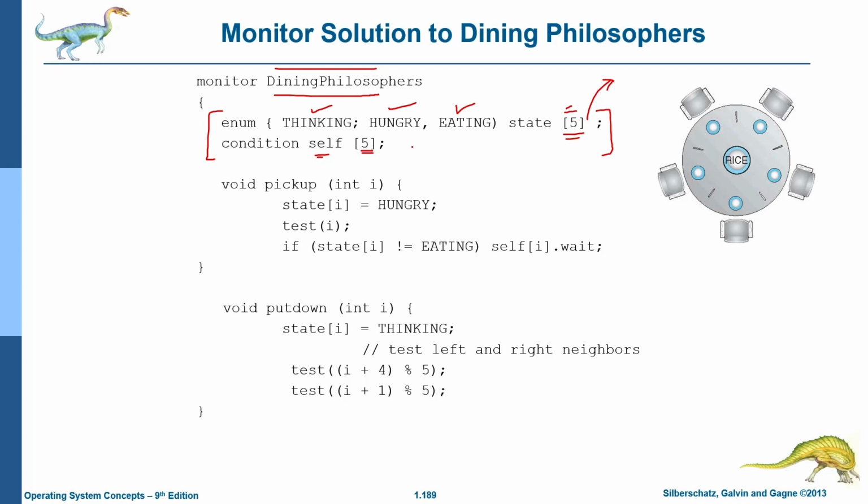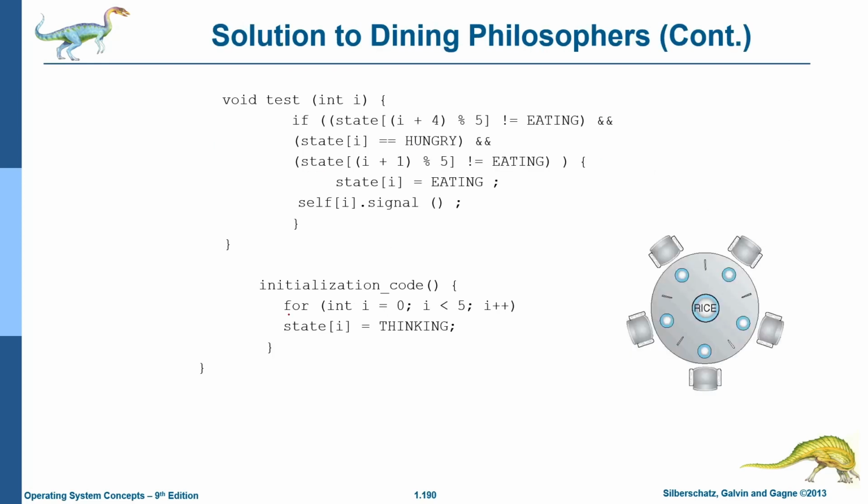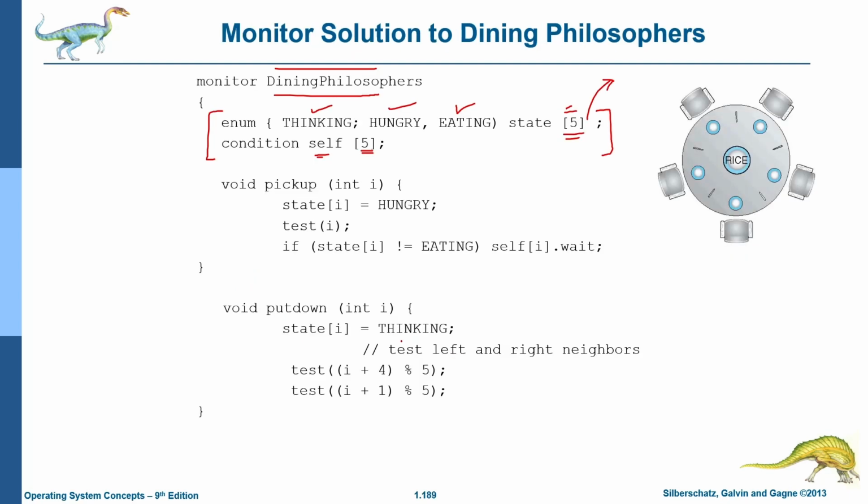ये हम देखेंगे ये क्यों यूज होता है। चलो इसका इनिशियलाइजेशन कोड देख लेते हैं। ये तो एक बार चलता है। इसने एक लूप चलाया और लूप के अंदर ये सारे फिलोसोफर्स के स्टेट को इसने थिंकिंग कर दिया। अभी कोई भूखा नहीं है, कोई खाना नहीं खा रहा, सारे सोच रहे हैं। ये समझ में आया इनिशियलाइजेशन कोड? ओके, तो अभी चलो मान लो कि प्रोसेस जो P0 है उसको भूख लगा, ठीक है?